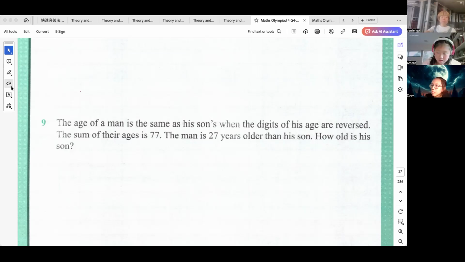Okay, do you need my help? Just to help you a little bit, okay? The age of a man is the same as his son when the digits of his age are reversed. What does it mean? That means if the dad is 95, then his son will be 59. Get it? Because the sum of their ages is 77, dad plus son should equal 77, right? Okay, so let's take a look at this one with a reversed.